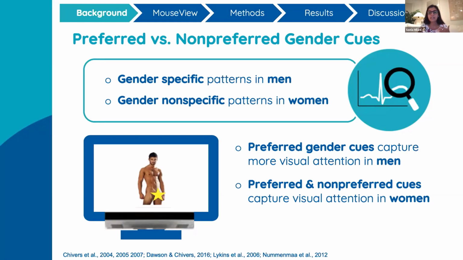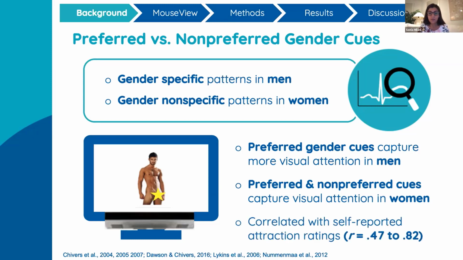And this is a pattern that is consistent with their self-reported attraction, as well as sexual response patterns reported above. Heterosexual women distribute their visual attention more evenly and look similarly at preferred male and non-preferred female models. Women's visual attention patterns appear to be consistent, again, with the gender non-specific sexual response patterns described above.